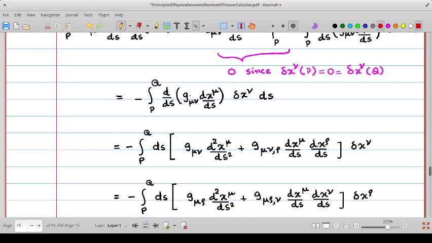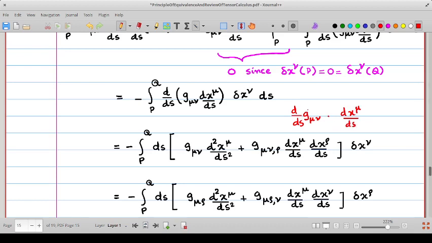But now g mu nu depends upon s, and so does dx mu by ds. So the derivative is obtained by using the product rule. So this becomes minus integral from P to Q, then integral over ds, and take the derivative of this. So that is first function times derivative of the second, which is g mu nu times d square x mu by ds square, plus the derivative of the first, d by ds of g mu nu times dx mu by ds.